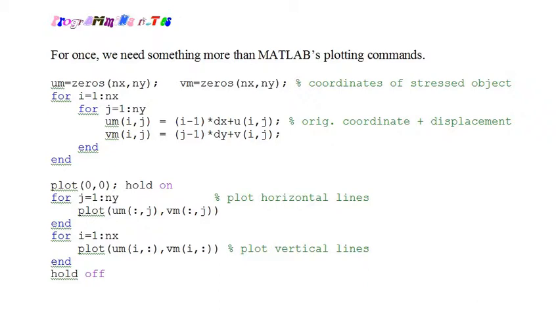Now, with these arrays, we can draw the lines making up the graph of the stressed object. The command plot(UM(:,j), VM(:,j)) plots the horizontal line connecting the jth row of the displaced grid points. The command plot(UM(i,:), VM(i,:)) plots the vertical line connecting the ith column of displaced grid points.